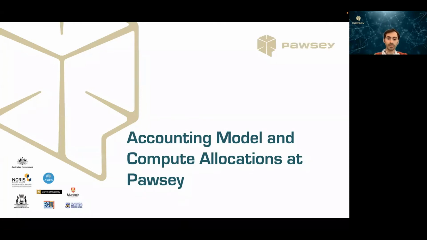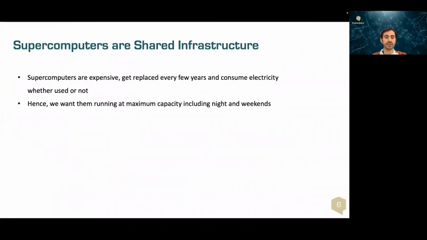So, accounting model and compute allocations at Pawsey. The preamble to this module is the fact that supercomputers are shared infrastructure. We've been mentioning that in previous modules as well. And now we're gonna discover some implications of this fact.